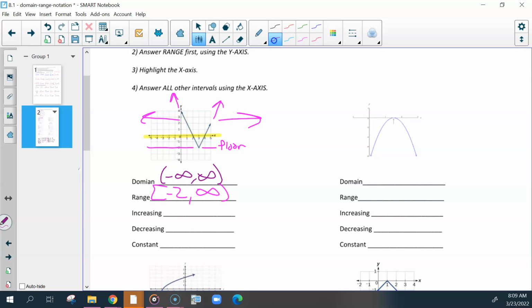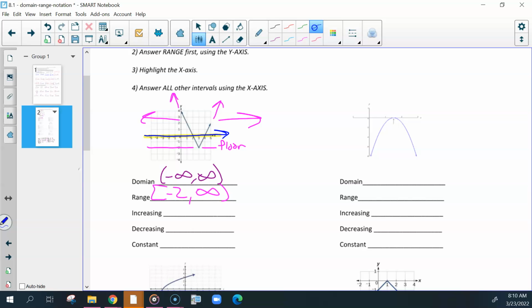Now, the other part, the increasing, decreasing, constant. It may help you if, on your x-axis, you draw a line with an arrow going to the right. That's going to tell you that we're looking at our x values as they're moving to the right. When we're looking at increasing, decreasing, and constant, we're looking at our y values and comparing them to our x values as we're going to the right. So what I mean by that is, what are my y values doing as my x's keep increasing?